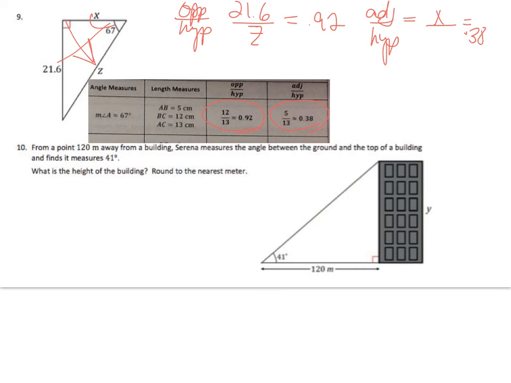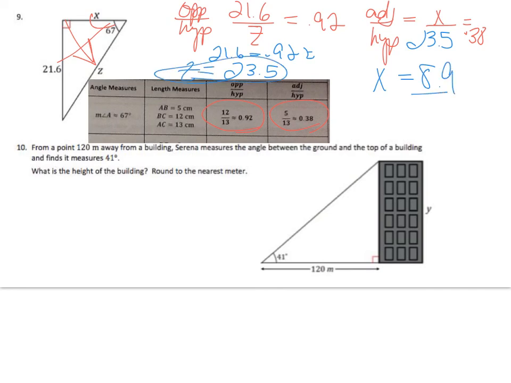Okay, multiply. I have 21.6 equals 0.92z. 21.6 divided by 0.92 is 23.5. It didn't tell me how to round, so I'm making my best judgment. 23.5 goes here, because that's my hypotenuse. And I multiply that times 0.38. x equals 8.9. Awesome. We did it.